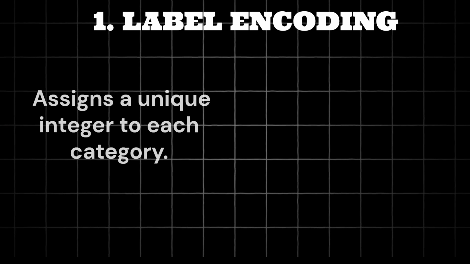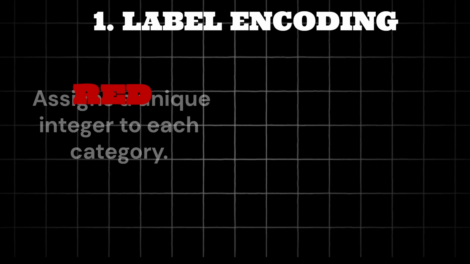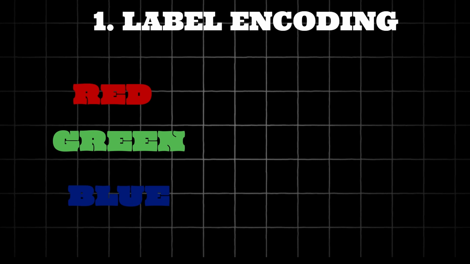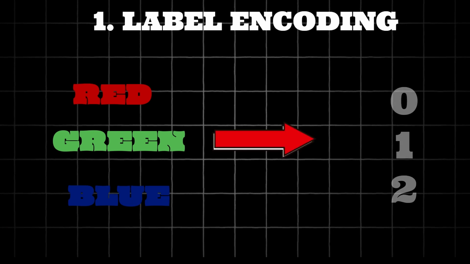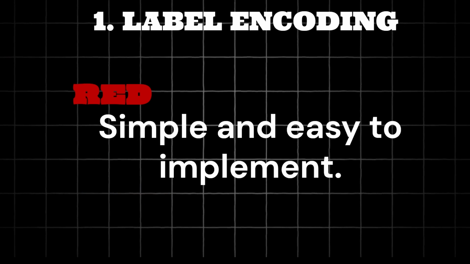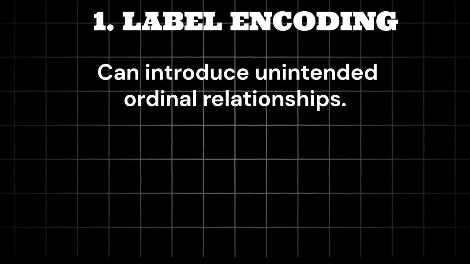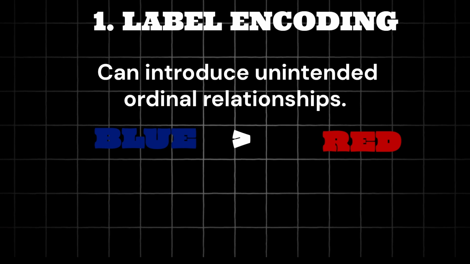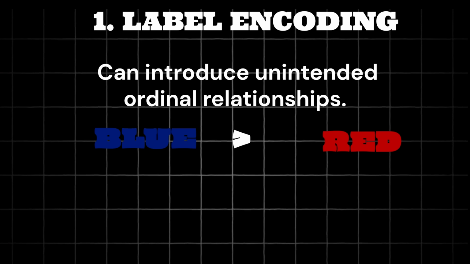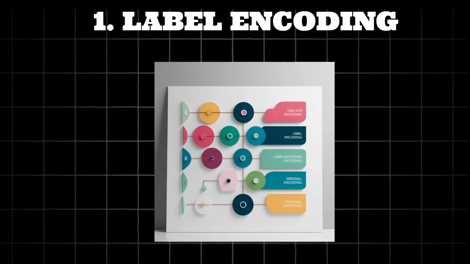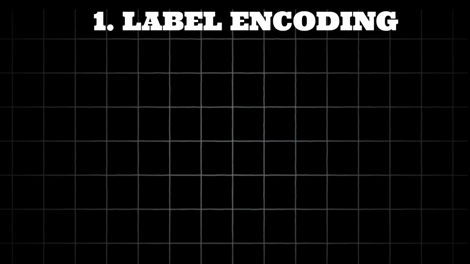This method assigns a unique integer to each category. For example, if we have colors like red, green, and blue, they might be encoded as 0, 1, and 2 respectively. It is straightforward and easy to implement. However, there is a catch. Label encoding can introduce an unintended ordinal relationship. For instance, the algorithm might interpret blue as being greater than red simply because 2 is greater than 0. This can skew the model's understanding, especially in cases where the categories don't have any natural order.